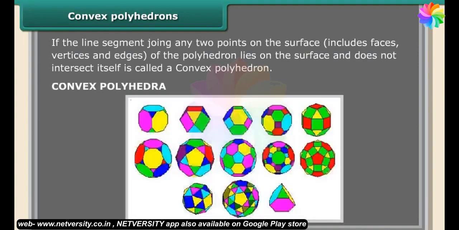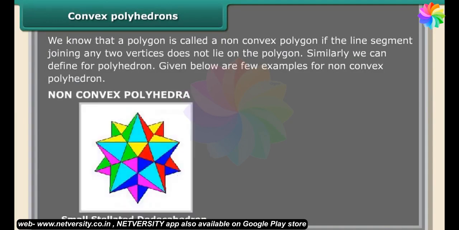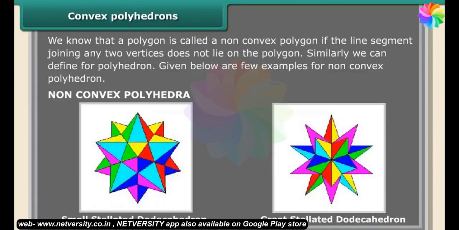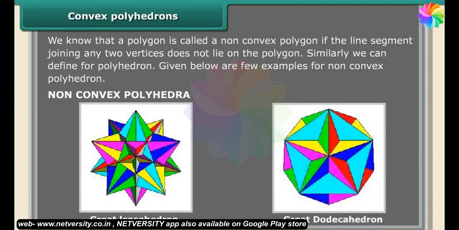Convex polyhedra: we know that a polygon is called a non-convex polygon if the line segment joining any 2 vertices does not lie on the polygon. Similarly, we can define a non-convex polyhedron. Given below are a few examples. Non-convex polyhedra: small stellated dodecahedron, great stellated dodecahedron, great icosahedron, great dodecahedron.